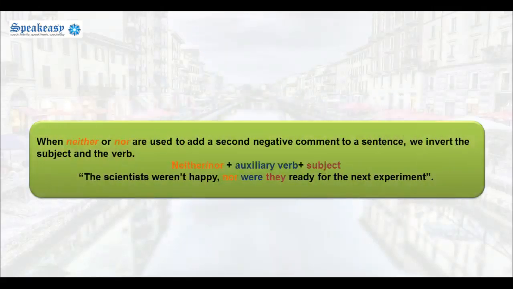When neither or nor are used to add a second negative comment to a sentence, we invert the subject and the verb. The structure is neither or nor plus an auxiliary verb and the subject. The scientists weren't happy, nor were they ready for the next experiment.